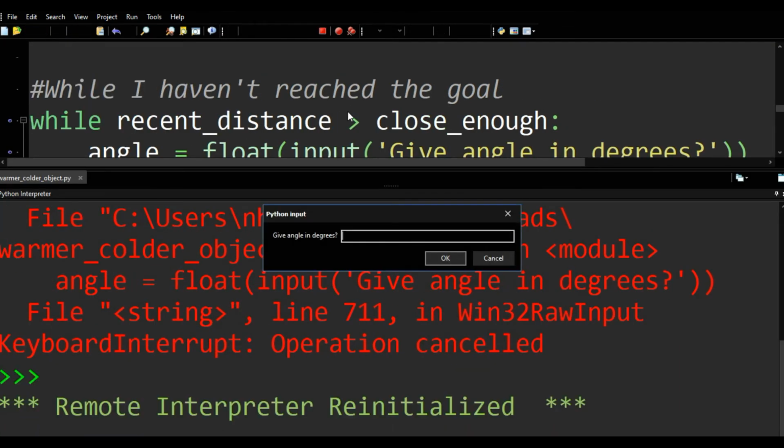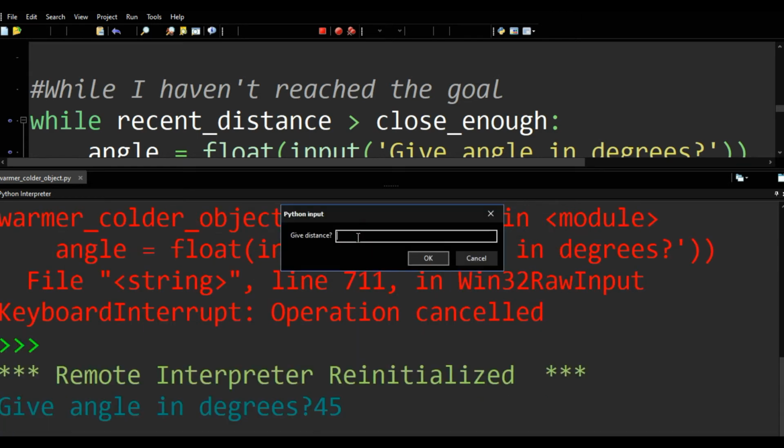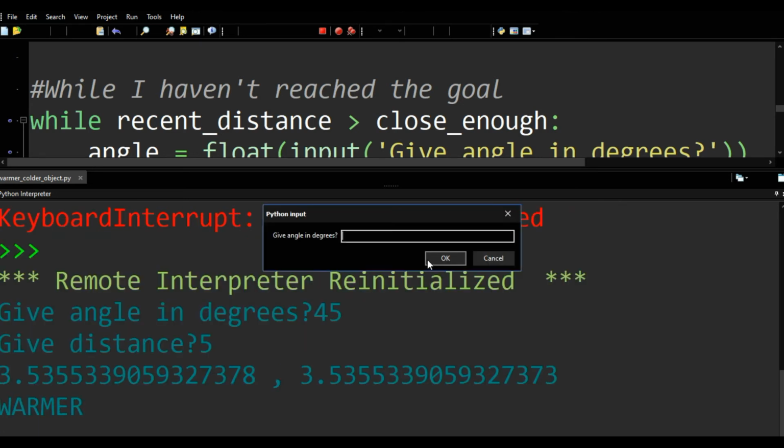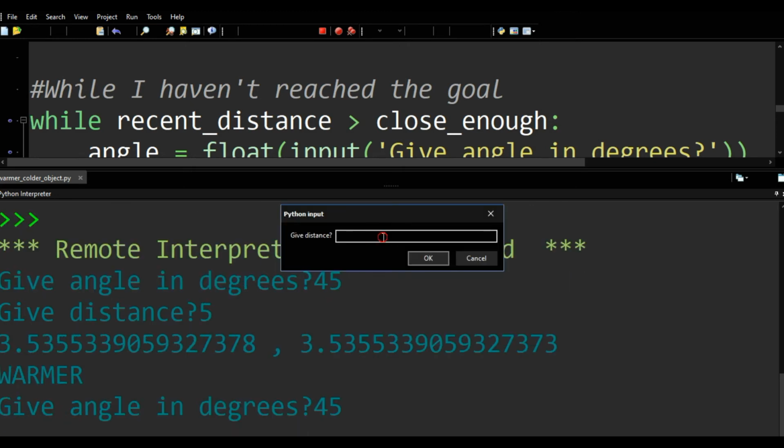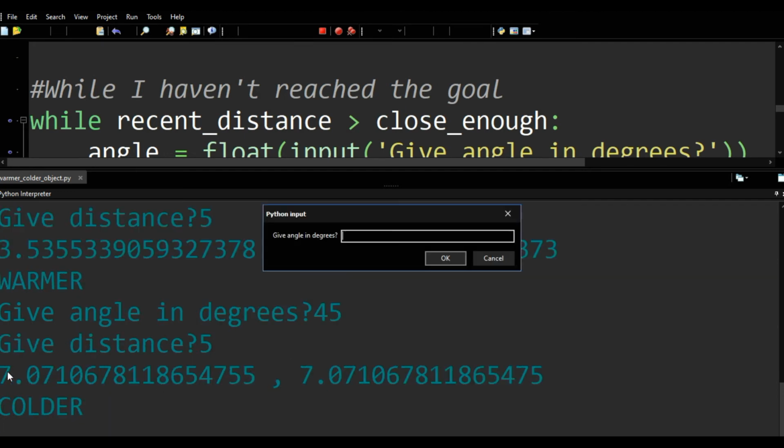Let's go ahead and run our program. So give an angle in degrees. I'm going to move it a 45-degree angle. I'm going to head towards the middle of my 0 to 10 interval in the first quadrant. I'm going to move a distance of 5. That doesn't actually put me at the coordinate 5, 5 because I'm moving only at a 45-degree angle along the hypotenuse, but it's going to head me in that direction. All right, I got warmer. Well, if I got warmer, I might as well head further in that direction. Let's move 5 more. And you can see my location being printed on the screen.